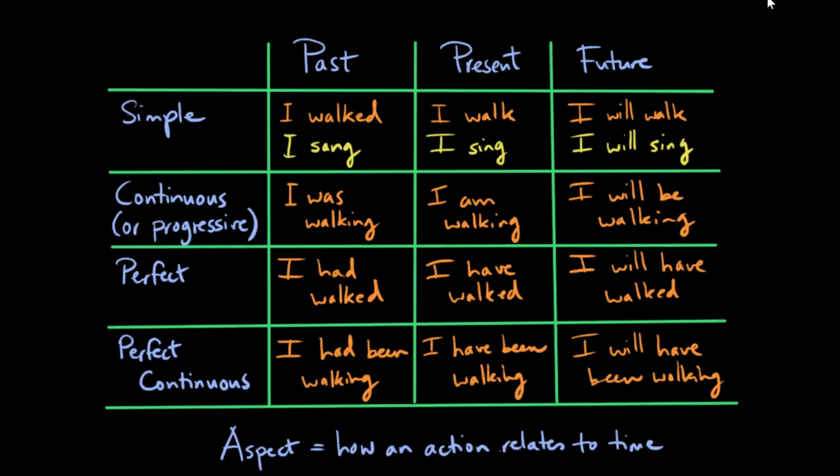So we'll start with the tenses then. We have 3 tenses. We have the past, what happened before. We have the present, what is happening now, or in the now moment, whatever that means. And we have the future, which is what happens later. And you can read this vertically then. So all of these actions here happen now. I walk, I am walking, I have walked, I have been walking.